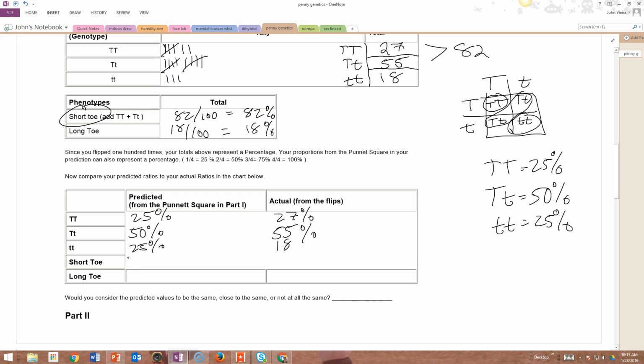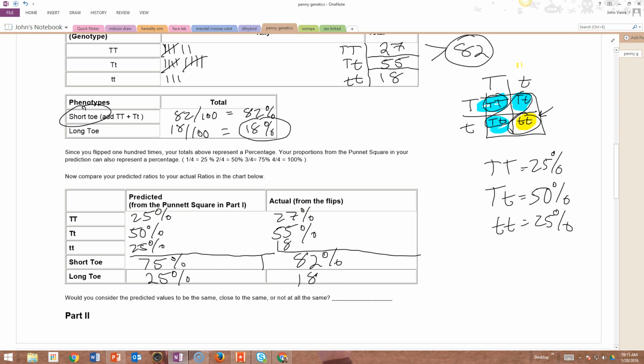Now the short toe, the actual phenotypes, continue on. I'm sorry, the short toe right here. Now we're talking about the Punnett square. I'm sorry, that's predicted. This is a short toe individual, and these are the long, I'm sorry, vice versa. My bad. The blue is the short toe because that's dominant, and the yellow is the long toe. So we're supposed to have 75%, or 3 out of 4. But this individual actually got 82. The long toe, which was supposed to be 25%, that's the phenotypic ratio, they actually got 18%.